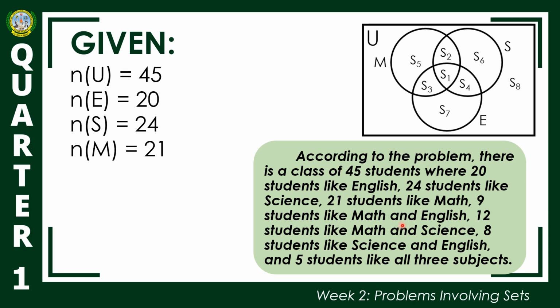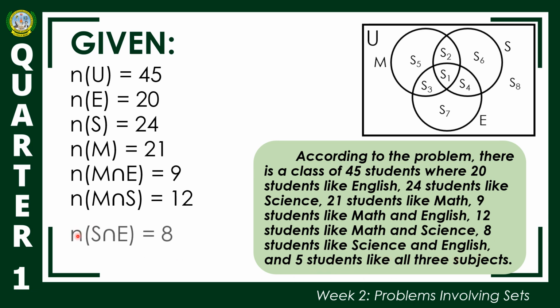Again, pag po sinabing and, it is asking for the intersection. So that means the cardinality of M intersection E is 9. 12 students like math and science, which means the cardinality of M intersection S is 12. 8 students like science and English, which means the cardinality of S intersection E is 8.